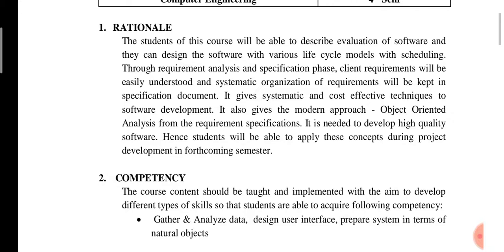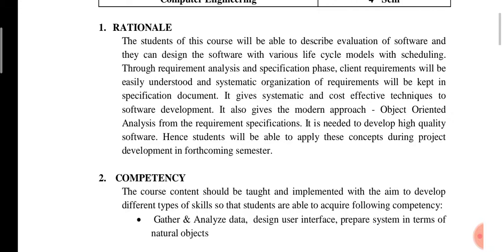specification phase, client requirements will be easily understood, and systematic organization of requirements will be kept in a specific document. So the fundamentals of software designing totally depend on client requirements, and this subject is totally derived from software design. It means various types of models, and it includes software system designing using various types of diagrams, such as use case diagram, data flow diagram (DFD), activity diagram, class diagram, sequence diagram, and entity relationship diagram. These are all included in system designing as software.